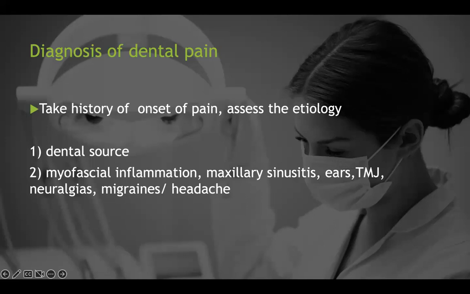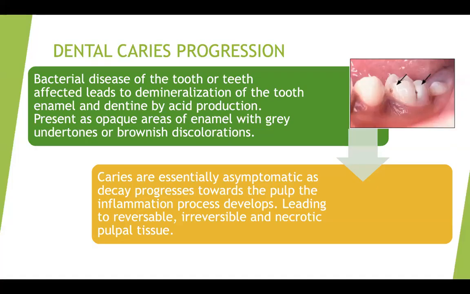Okay, so the first thing is we have to diagnose why the patient has come in from the get-go. The first thing is dental pain. You have to take the history of onset of pain and assess the etiology. It can either be a dental source, which is related to the oral region that we mainly treat, or it could be myofascial inflammation, maxillary sinusitis, TMJ, migraines, headaches, ears, ENT. So we have to get the etiology, when it started, and what the history of the pain onset was. To begin with, we have the dental caries progression.